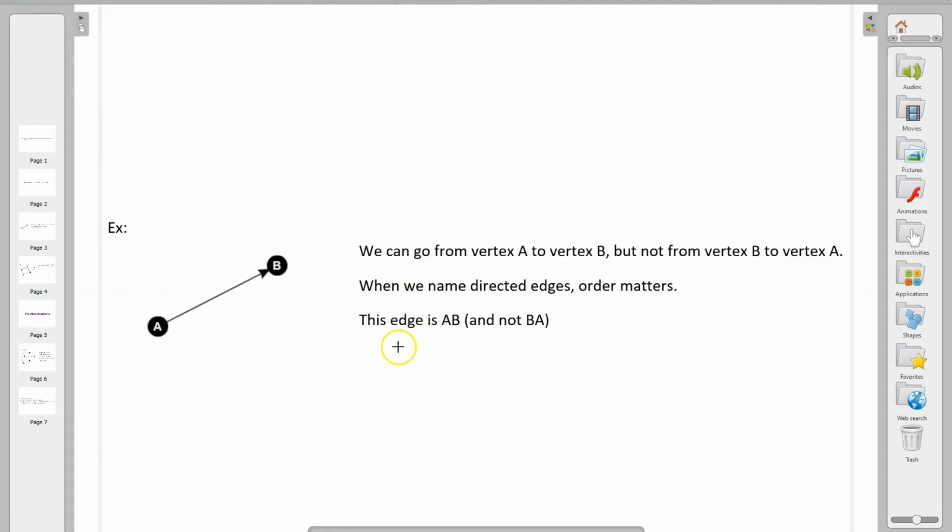When we name directed edges, order becomes important. Previously, naming an edge, we simply labeled both ends of the vertices and that was sufficient. The order didn't matter. Now the order starts to matter. So in the case of this edge, because we've got an arrow, we name them in the direction that the arrow flows. So we start with A and we go to B. So the edge is AB and not BA.